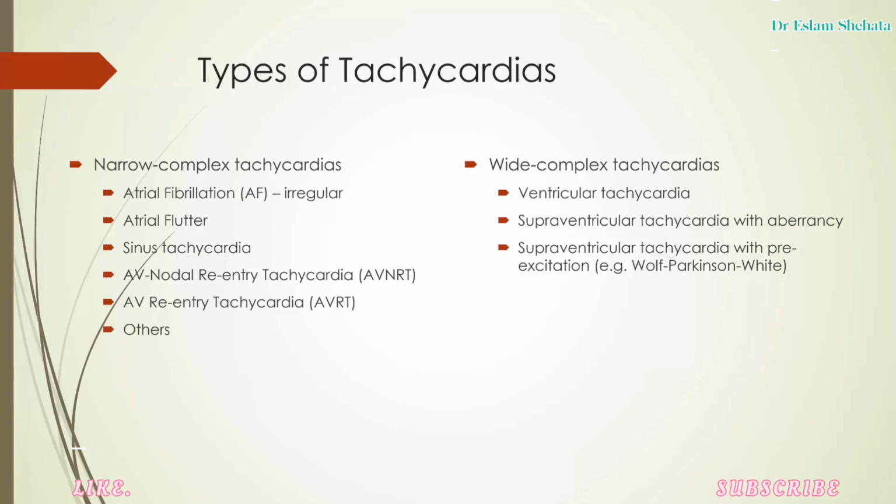Anyway, there are other examples of narrow complex tachycardia which I haven't put in this list, but this will do for now. And the point is, in all of these cases, the initial action potential starts in the atria and travels down through the AV node, through the bundle of His, the bundle branches, Purkinje fibers, and conduction through the ventricles is essentially normal, and you get a narrow QRS complex.